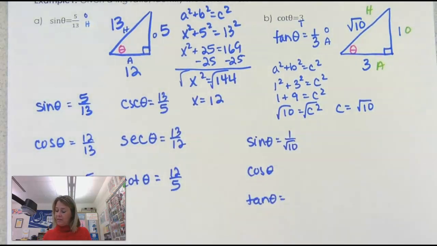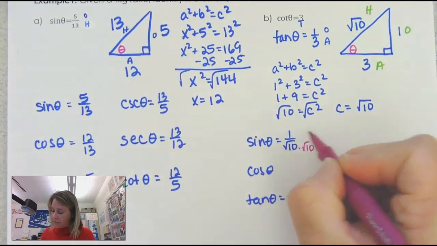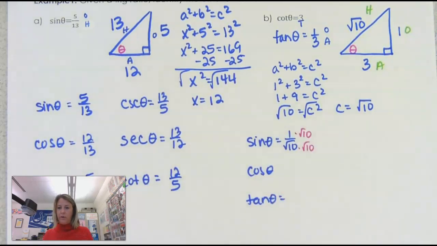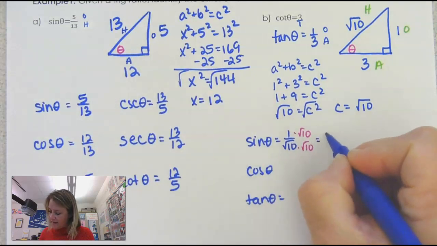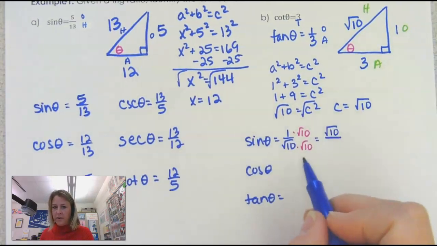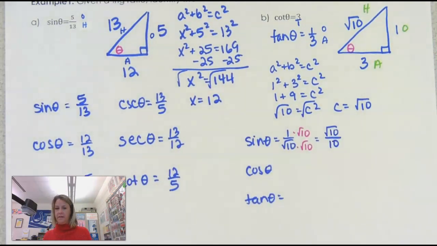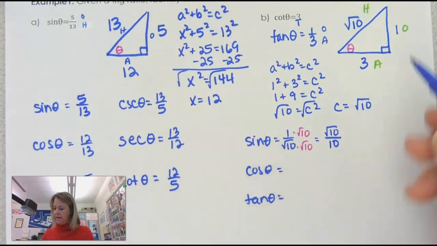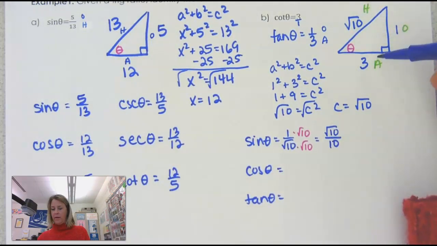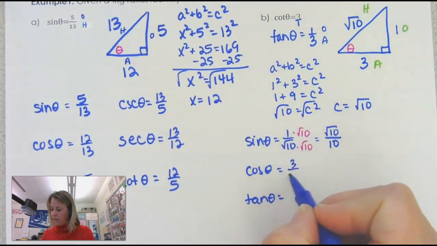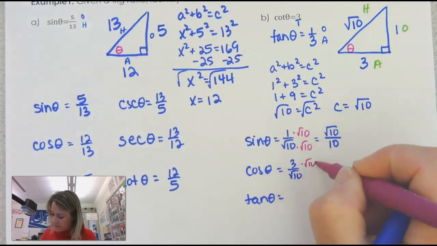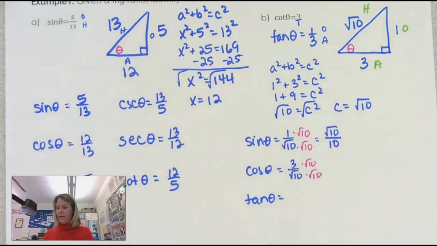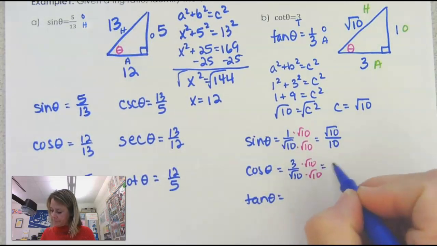We cannot leave it like that. We can't leave a radical in the denominator, so multiply the numerator and denominator, top and bottom, by radical 10. So the sine is technically radical 10 over, if I multiply those together, I just get 10. Cosine is adjacent over hypotenuse. Again, we get another radical in the denominator that we have to rationalize. So we get 3 radical 10 over 10.